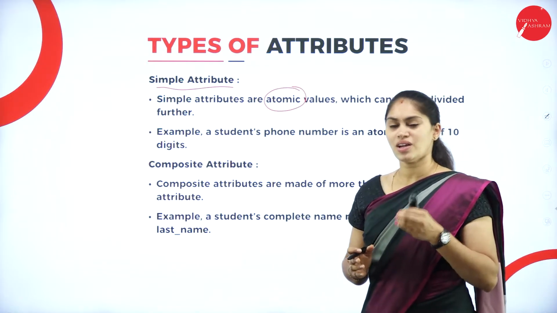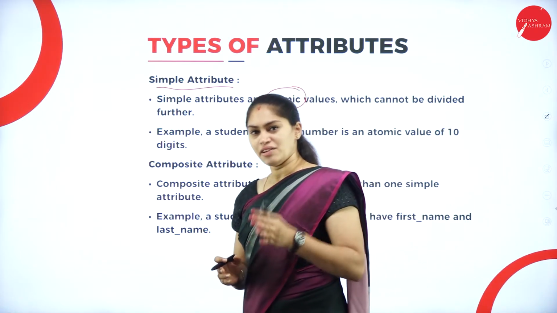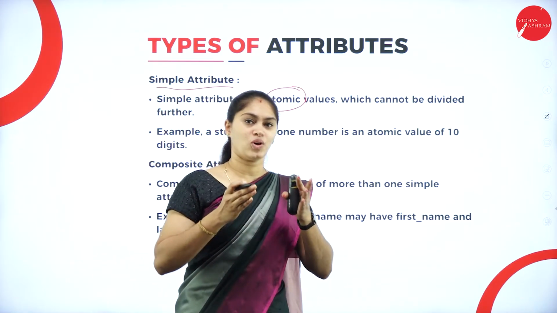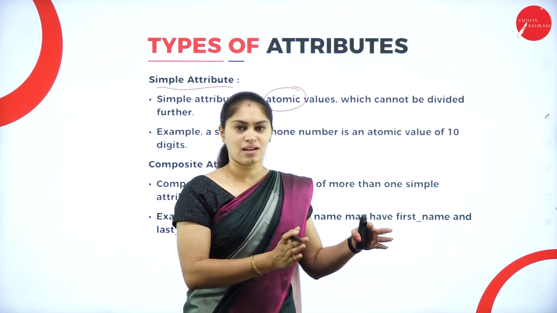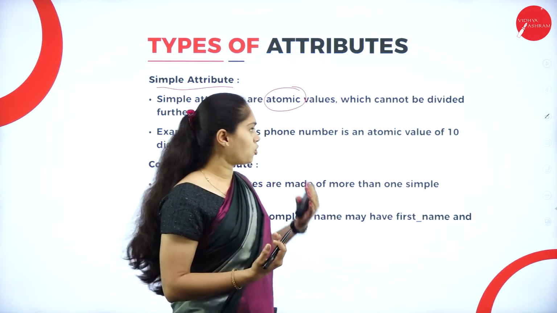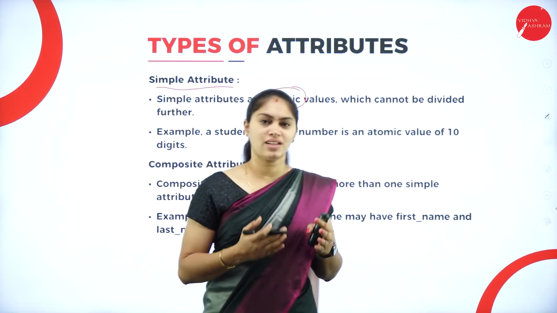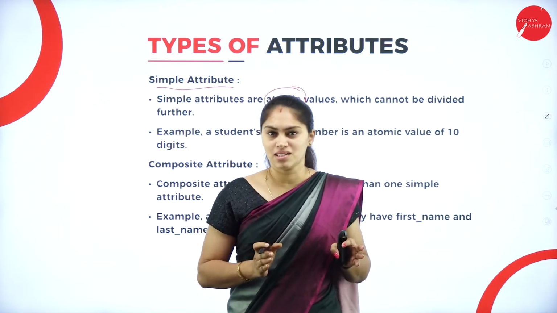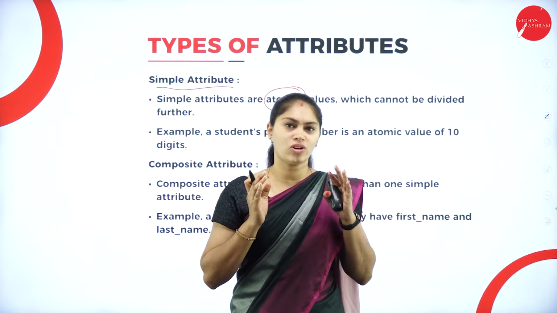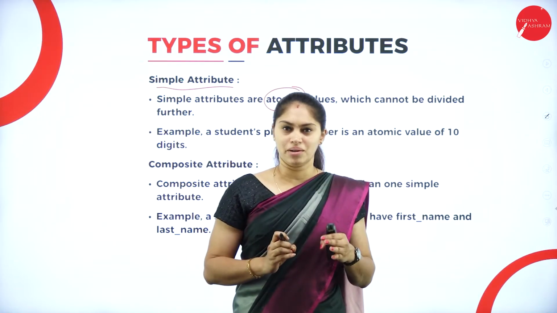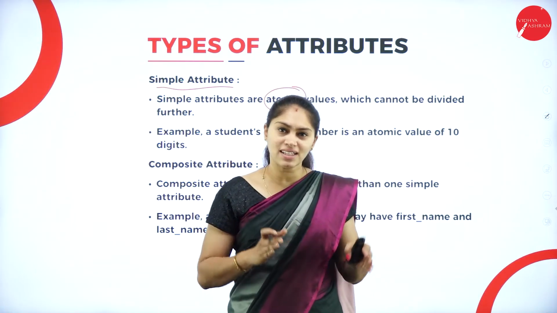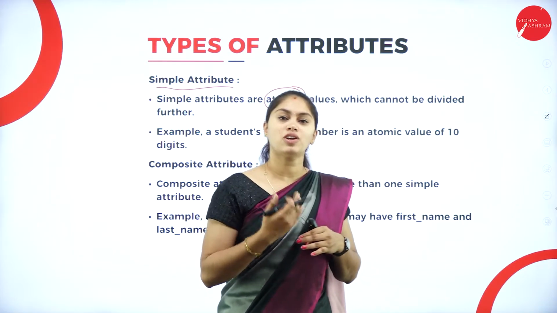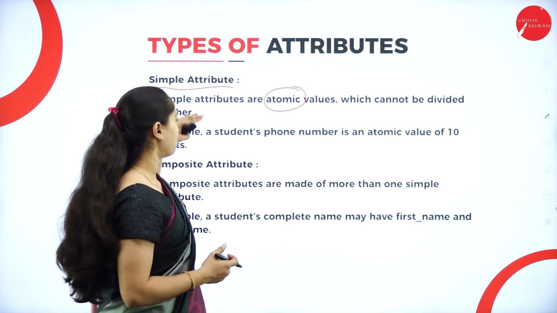So if I consider a phone number, can I further divide that phone number? Just imagine, I'm not taking the country code, I'm just taking only the 10 numbers of a mobile number. Can I further divide the 10 numbers into any other values? No, right? Then we are going to call that kind of attribute a simple attribute.